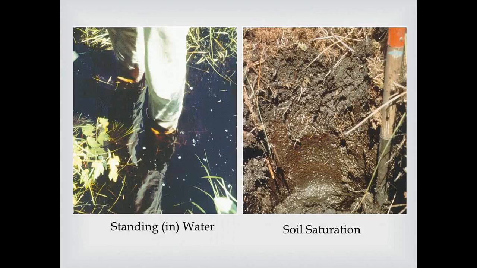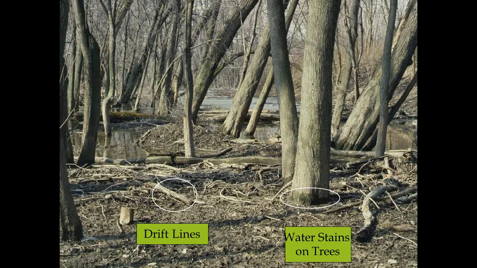So primary indicators, if you're standing in water, it's likely that you meet that criteria, especially if there's evidence that that water sticks around for a while. And then soil saturation, you dig a hole and basically look at the capillary action in the soil to see how far that water rises up in that soil horizon. Things like drift lines and water stains on trees are things that you'll see in the landscape indicating a frequent flooding regime.